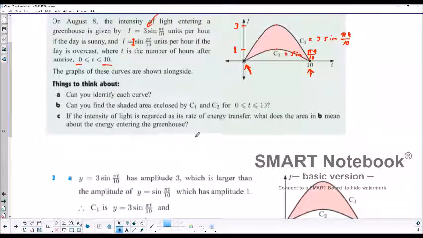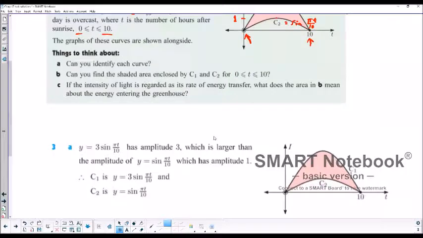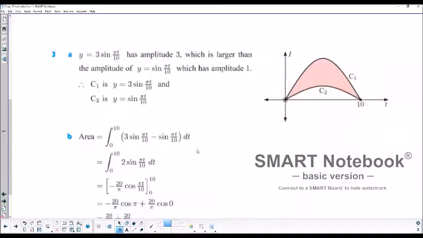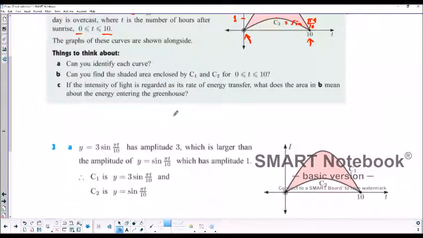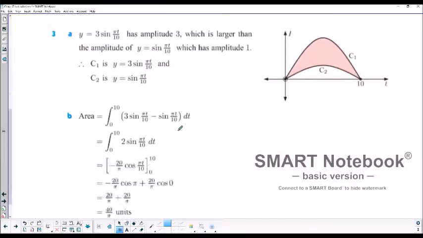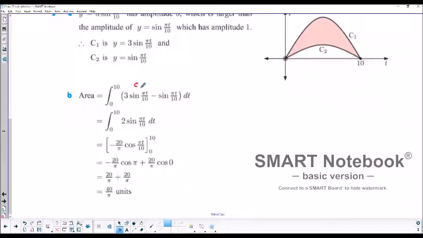Can we find the shaded area enclosed by C1 and C2? Yes, we certainly can. This is now a problem of the area between two curves. Back before we began the chapter, we probably couldn't do that, but now we can. We take C1, the top function, and subtract the bottom function. There's 3 sine pi t over 10 here, minus 1 of them, which leaves us with 2 sine pi t over 10.